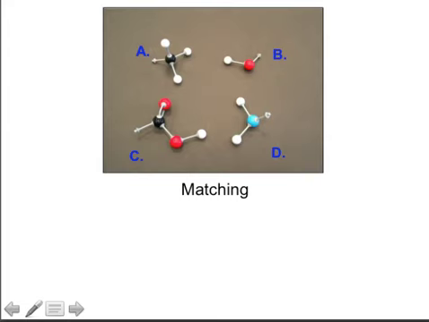Let's take each of these functional groups one at a time. Okay, this is a methyl group, CH3.